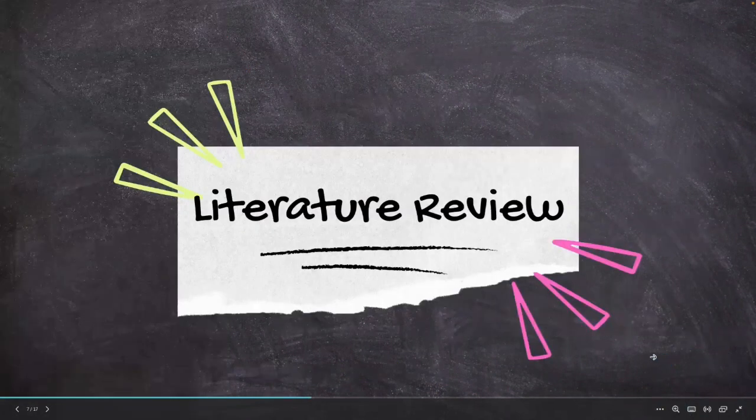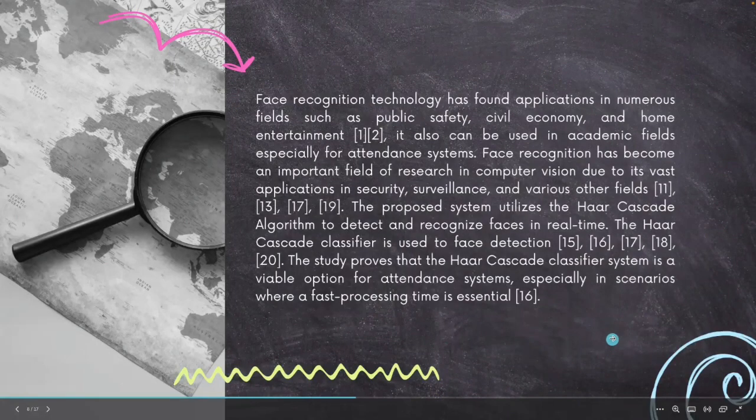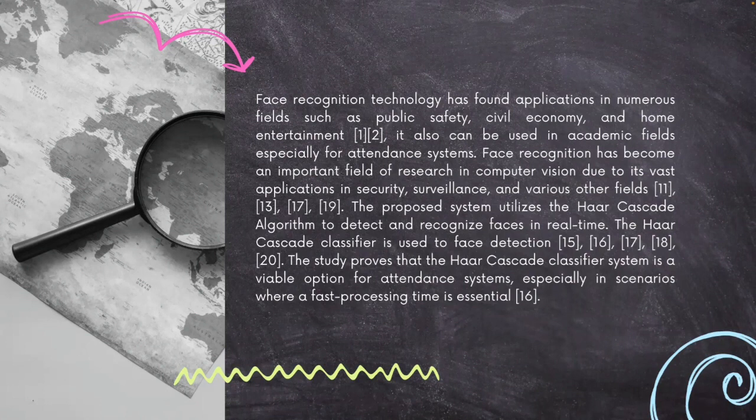The next one is face recognition. Face recognition technology has found application in numerous fields. It also can be used in the attendance system. Face recognition has become an important field of research in computer vision due to its vast application in security, surveillance, and various other fields. The proposed system applies the Haar cascade algorithm to detect and recognize faces in real time. The Haar cascade classifier is used for face detection, and the study proved that the Haar cascade classifier system is a viable option for attendance systems, especially in scenarios where a fast processing time is essential.